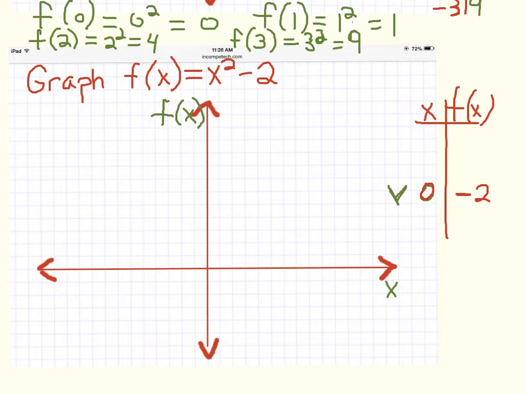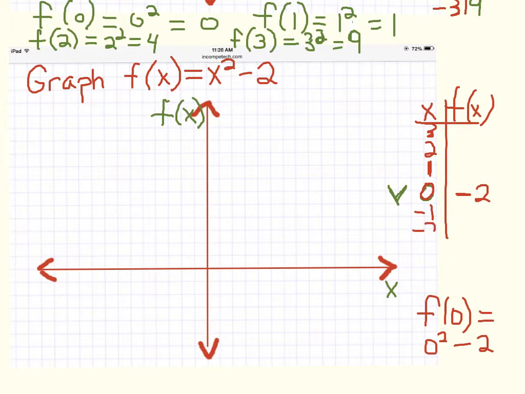So f of 0 is going to be my vertex, because that's going to be 0 squared minus 2. So anything else I use for x will generate a higher value for f of x than negative 2. So I'm going to continue to move 1 on each side of 0. I'll go 2, 3, and again I only need to calculate one value for x, because there's a second value for f of x that's the same because of the squaring of the x.